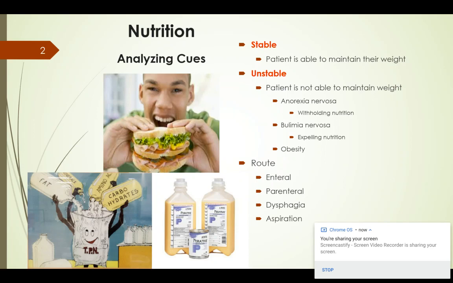We also have to think about how patients can ingest nutrition. This can either be enteral, so through the gut, or parenteral. This bypasses the gut entirely, so IV routes, which we'll talk about more. Dysphagia is also going to be patients who have difficulty swallowing. And then we also have aspiration. This is patients where their food and nutrition is going where it shouldn't go, the lungs.